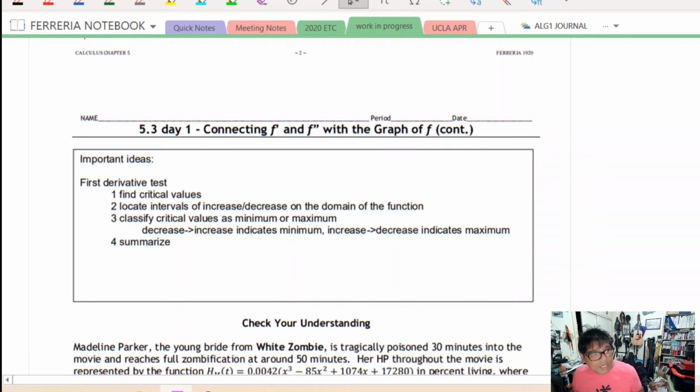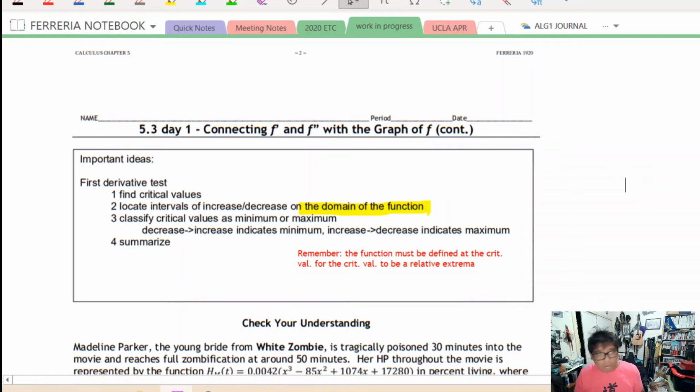So, important ideas, that first derivative test. Here's your 4-part plan. First thing you want to do is find critical values. Then you want to locate intervals of increase and decrease on the domain of the function. This is something that some students forget about. You can only really look at intervals that are in the domain of the function. And lastly, you want to classify those critical values as either maximum or minimum, depending on whether you're seeing a change in the derivative from positive to negative or negative to positive.